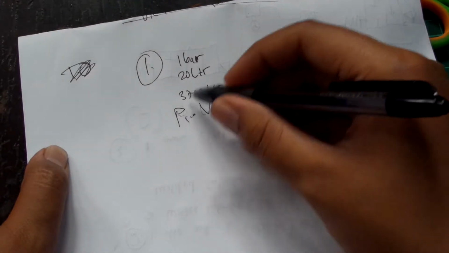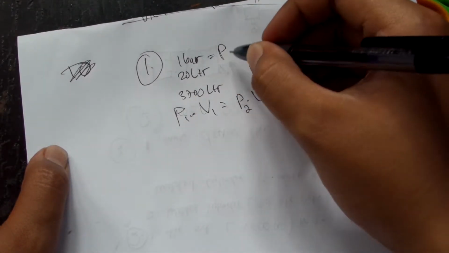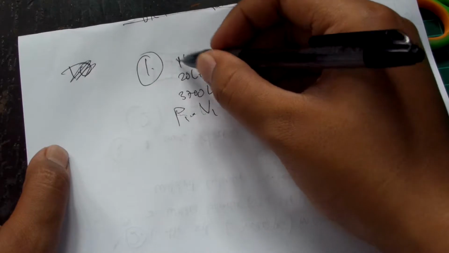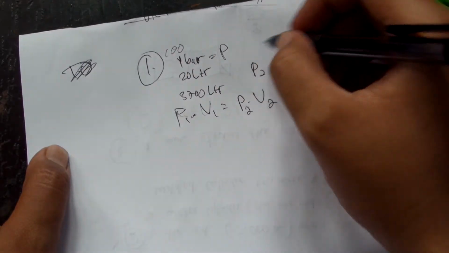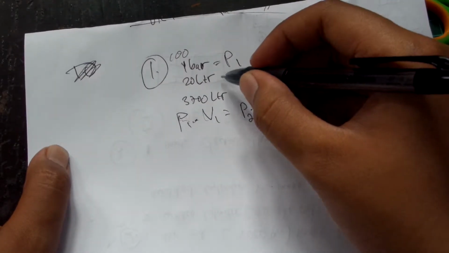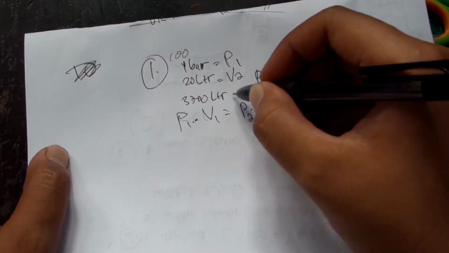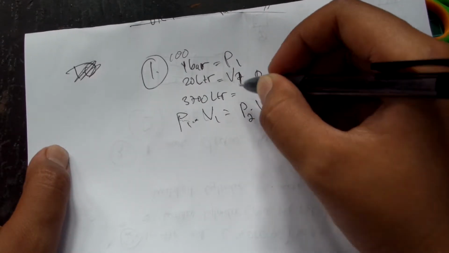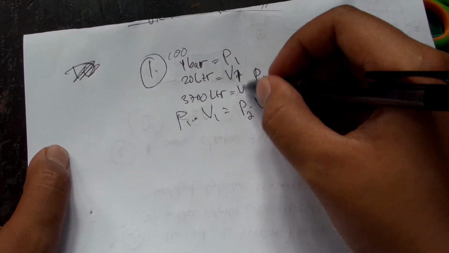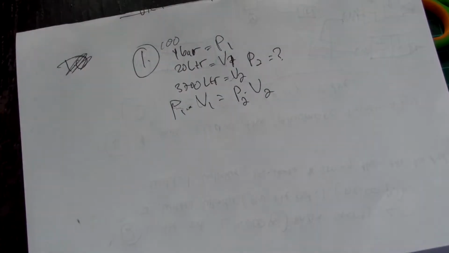The P1 is 100 bar, sorry, there is a 100 bar. The V1 is 20 liter, I'm sorry. The V2 is 3,700.